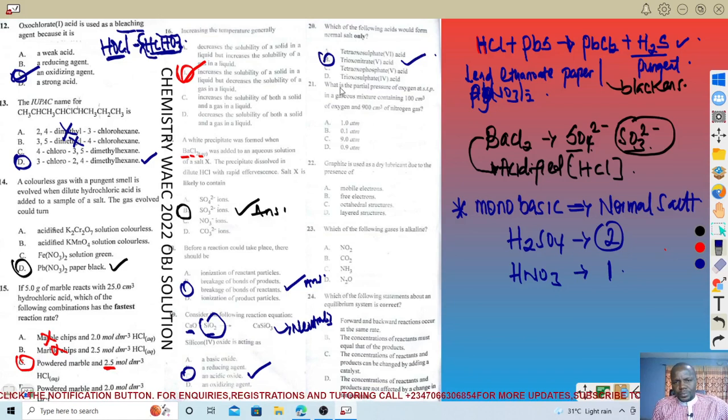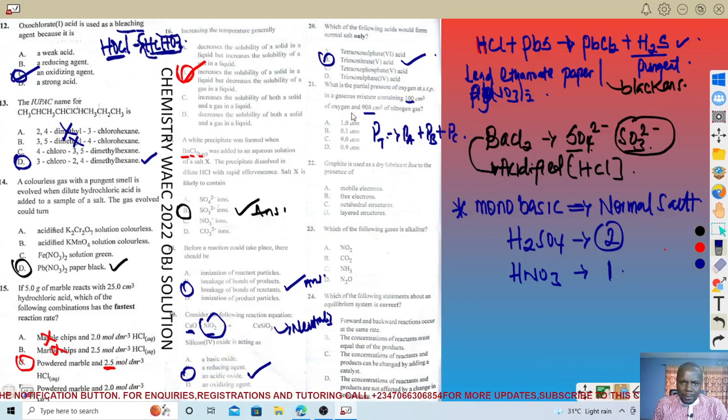21 says, what is the partial pressure of oxygen at STP in a gaseous mixture containing 100 centimeter cube of oxygen and 900? The total mixture is 1000 of this. So let's just do that. Partial pressure, total pressure, pressure of A, B, Dalton's law of partial pressure. I'm not stating the concept now. You can check that on my physics channel and stuff like that. But basically, we are looking for the partial pressure of oxygen. This is the volume of oxygen. So out of the total, 900 plus 100, 1000. So 100 over 1000. I hope you get my language. That is 0.1 atmosphere. Nothing to solve.